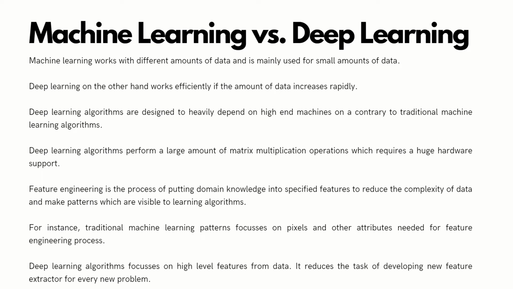And further, one of the prime important things we need to understand is that in deep learning, hardware support is required. A huge hardware support might be required because in the background there are lots of matrix multiplication operations going on. So to store that, it's very essential. Okay, so these are a few underlying differences that you need to understand between these two important terminologies: machine learning and deep learning.